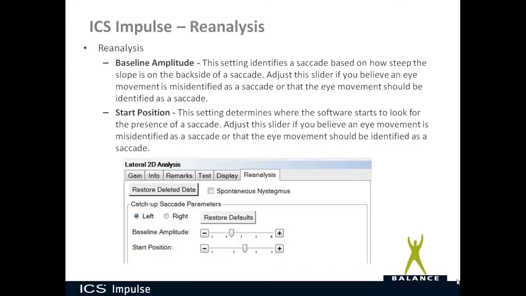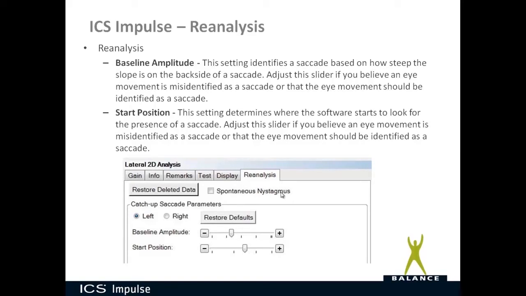And the last thing is reanalysis. This is new in version 2.0. So there's a couple of things you can do in reanalysis. We've already talked about spontaneous nystagmus. So that's right here at the top of the screen under the reanalysis tab, that you could check if you forgot to check it at the beginning. But the new thing is a catch-up saccade parameter reanalysis.